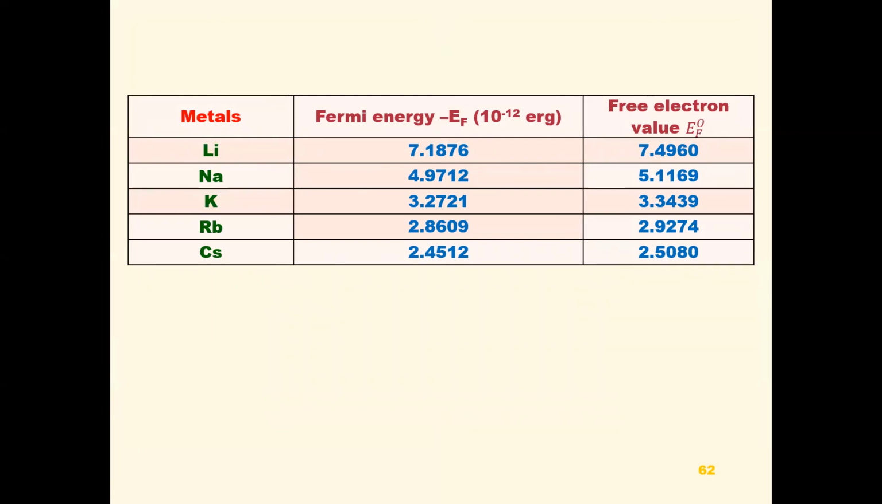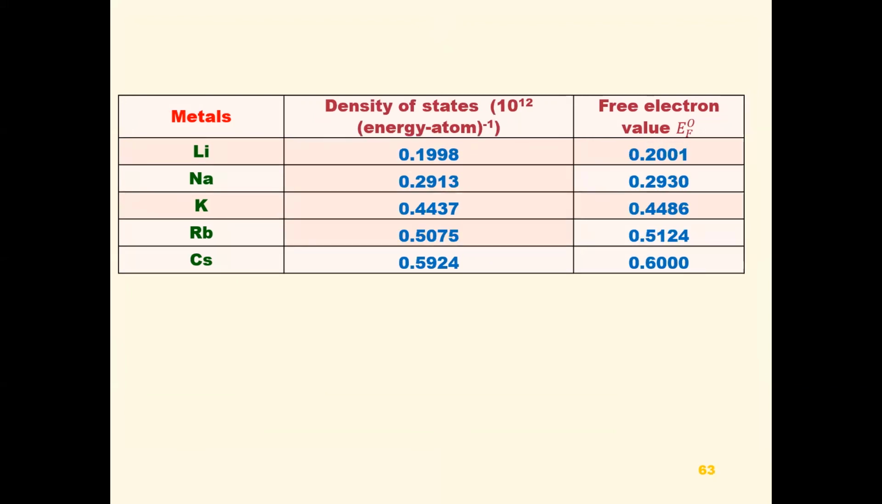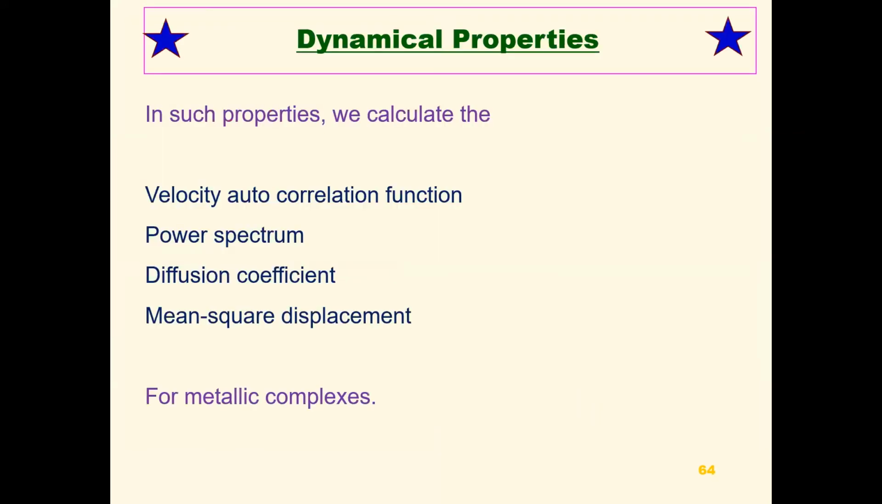After computing the electron dispersion curves, you can find the Fermi energy of the liquid metals. Compare this Fermi energy with the free-electron value of the Fermi energy, and you can find a qualitative agreement between them. This is the value of the density of states of the liquid metals.